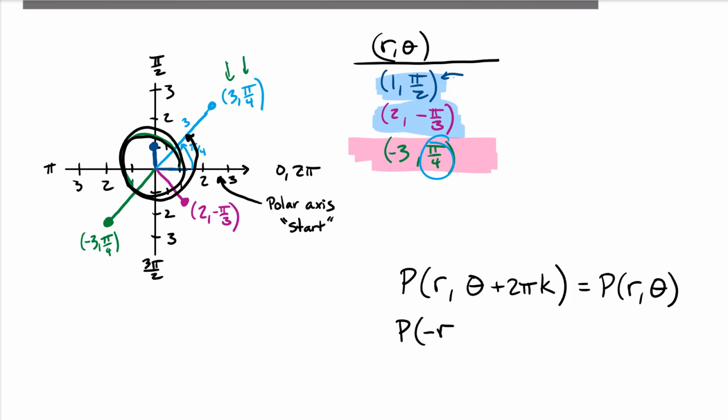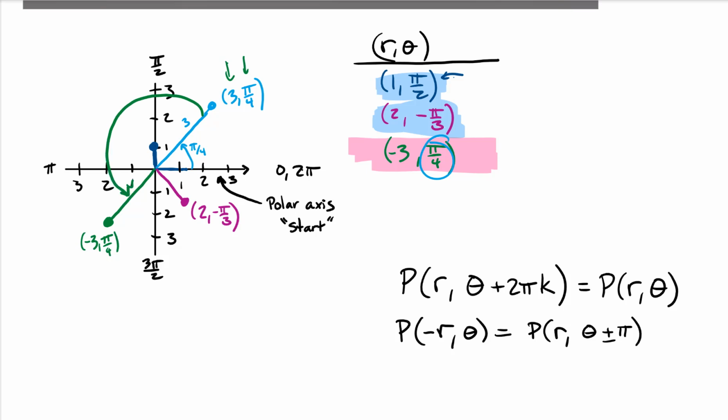Now here's the next one. If you have a negative radius, oh geez, what's that going to equal? Well, this is going to be a point. You can change it into a positive, and then you can either add or subtract pi. Didn't we move 180 degrees from here to here? Didn't we just go the opposite direction? Yes, 180 degrees is pi.